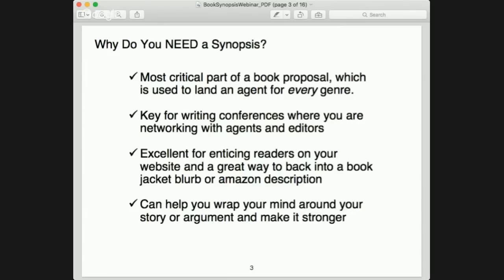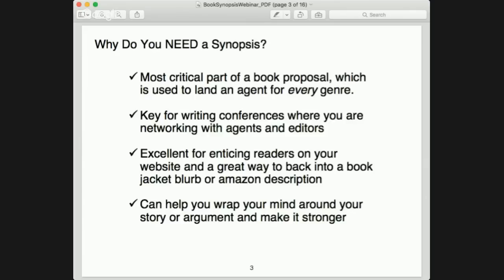The first thing you need to know about a synopsis is why you even need one. The most critical part of a book proposal is the synopsis. Some people ask me, is a synopsis different from a book proposal? And the answer is yes, it absolutely is. A synopsis is part of a book proposal. And a book proposal is basically a business plan that you present to the agents that you're pitching to, in order to try to land a deal with them, to sign with them.